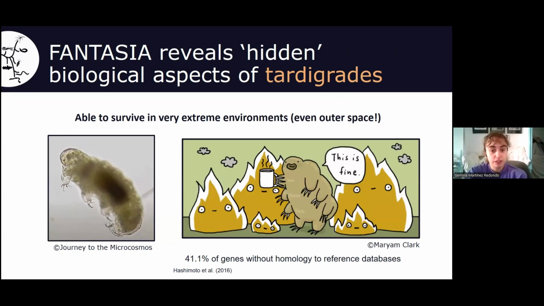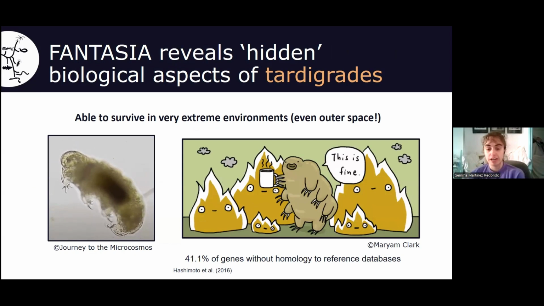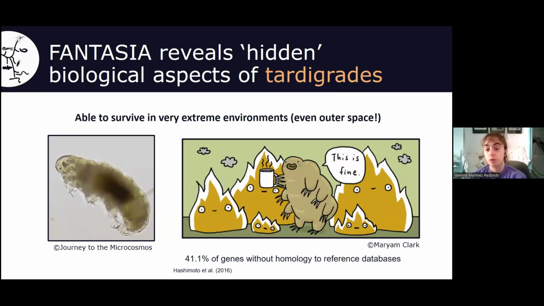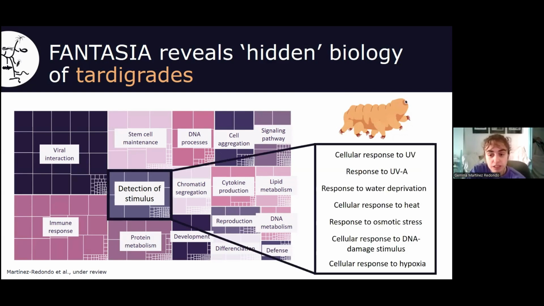In the case of tardigrades, for example, these animal phyla are really small animals able to survive in very extreme environments, including out in space. And as I briefly mentioned before, 40% of the genes do not have homology to the reference databases. So when we did the gene ontology enrichment of these terms that were not found based on sequence similarity, we identified some terms that were indeed related to this extreme survival that these animals have, like response to UV light, water deprivation, heat, or osmotic stress, suggesting that we have some putative new candidates that we can explore to better understand the biology of these tardigrades in the future.